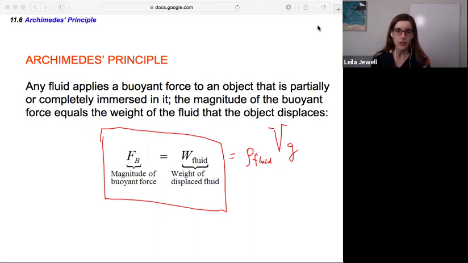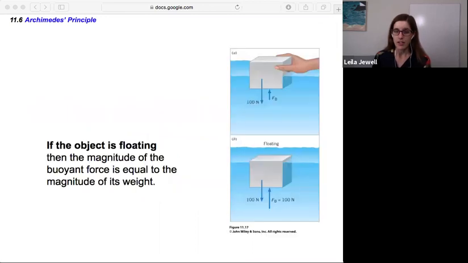Now there's one other trick to figuring out the buoyant force. We have a special case buoyant force. That's if the object is floating, then we know that the buoyant force is equal to the magnitude of the object's weight. This is only if the object is floating. Archimedes' principle always applies. The buoyant force is equal to the weight of the displaced fluid. But if it is also floating, then we can say that our buoyant force, F sub B, is equal to the weight of the object.